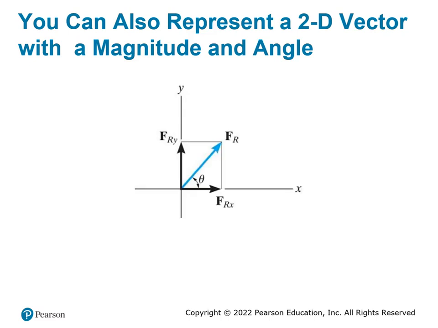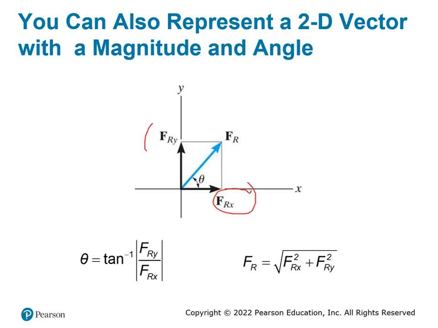So we can always represent a 2D vector with a magnitude and then an angle. So that's how we're going to represent that. So we have a resultant of these x and y components. So how do we represent the magnitude?